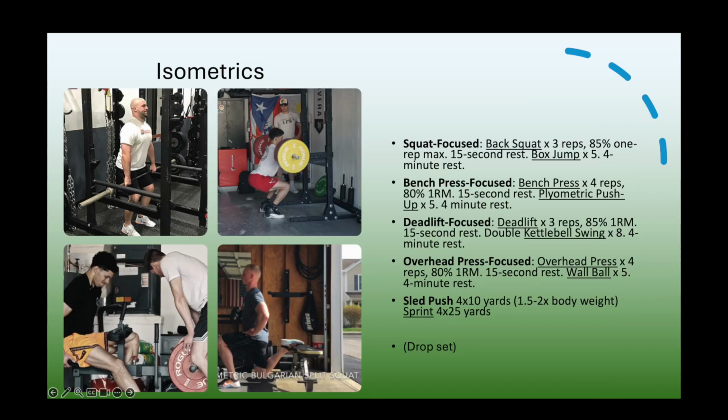If you want to do more squat focus, you could do a back squat with a box jump, bench press with a plyometric push-up, a deadlift with a kettlebell swing, or an overhead press with a wall ball. You can do a sled push with a sprint. One way to think about this is that it's pretty much a drop set or a superset. You're working those similar movement patterns, doing strength-based first and then plyometric-based after. A couple isometrics you can do with it are a rack pull, a bottom squat isometric, a calf raise isometric, or a Bulgarian isometric, doing a max effort isometric and then going straight into a plyometric exercise.